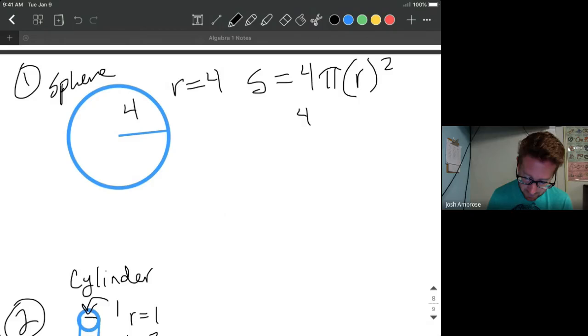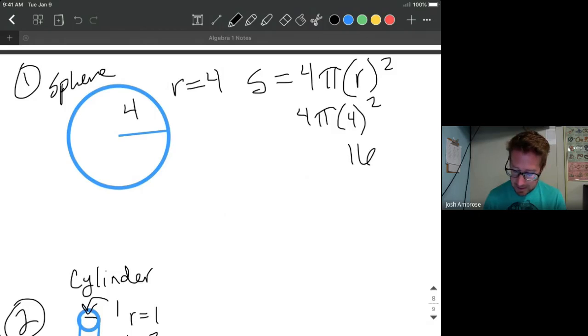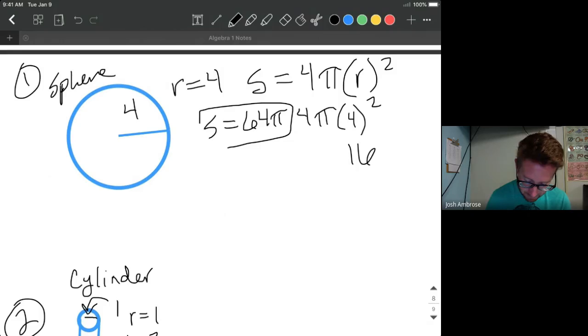We got 4, we got pi, we got another 4 because that's what our radius is, and we're going to square it. 4 squared is 16, and then we're going to do 16 multiplied by 4, and you are looking at a surface area of 64 pi. Okay, so that is your surface area.